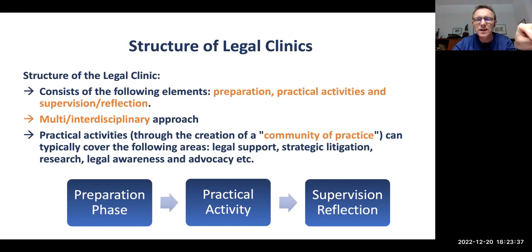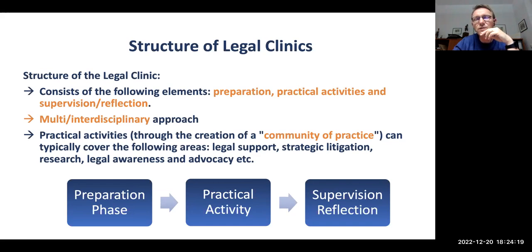We will come to another aspect which is quite important. Often clinics incorporate a multidisciplinary or interdisciplinary approach. Paula from our clinic can give you a more concrete example on this. And when we talk about the practical activities, part of providing, let's say, legal support, it is also often involved in strategic litigation, in clinical legal research, and legal awareness, so-called street law activities or advocacy. So you can see, preparation phase, practical phase, supervision phase, and reflection.